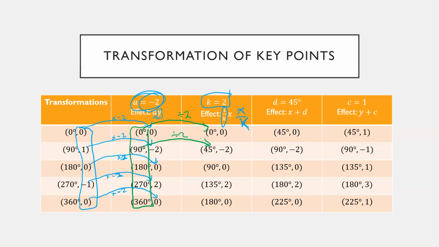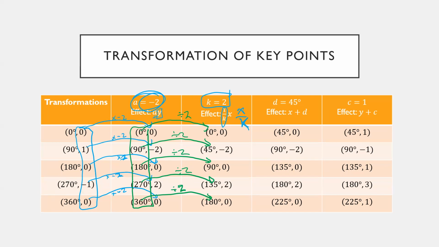So 0 degrees divided by 2 is 0 degrees. 90 degrees divided by 2 is 45 degrees. 180 degrees divided by 2 is 90 degrees. 270 degrees divided by 2 is 135 degrees. And 360 degrees divided by 2 is 180 degrees. All right, so far so good. Let's look at the next one.